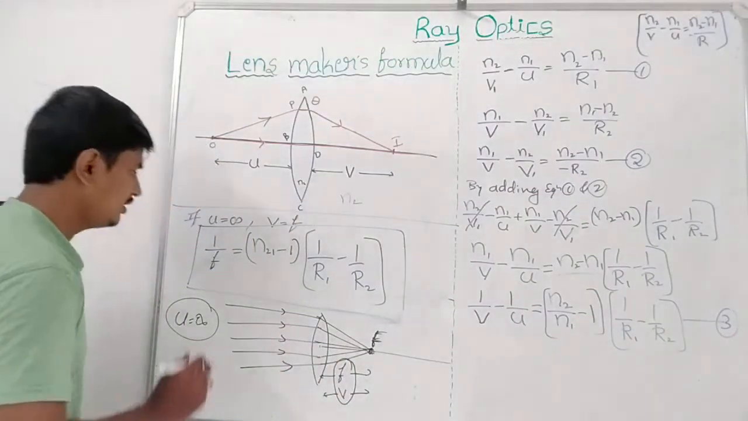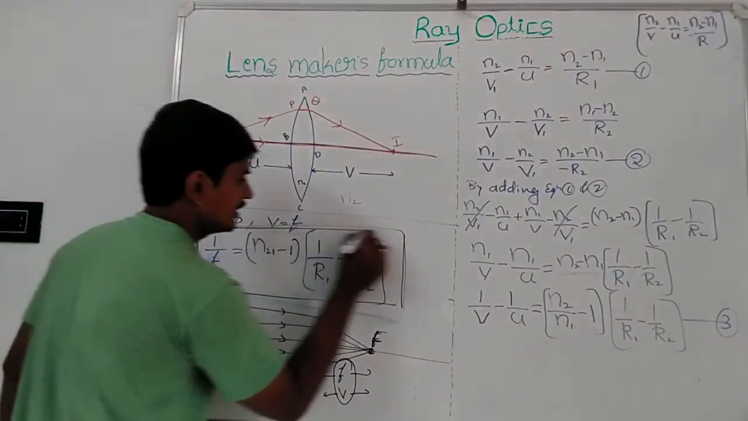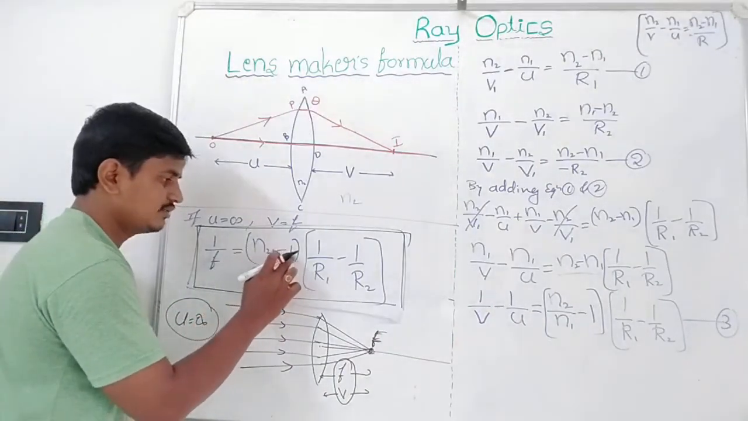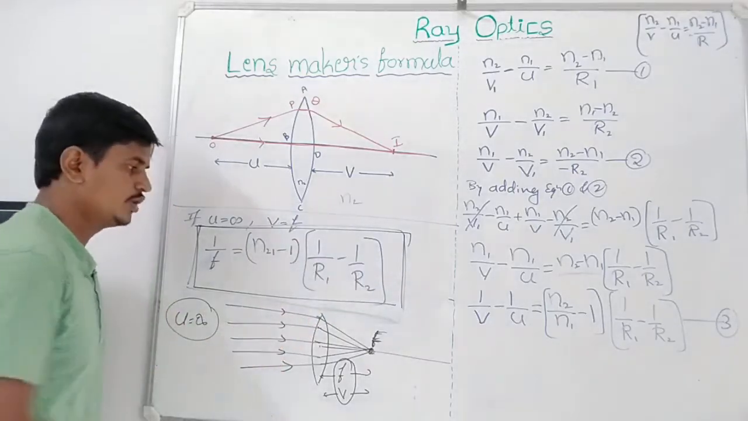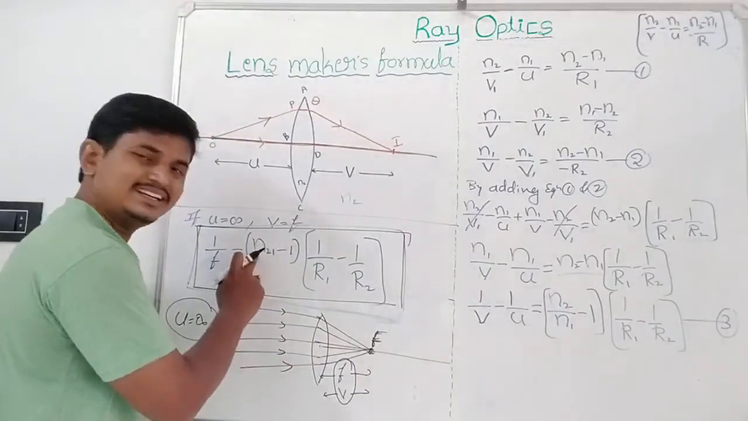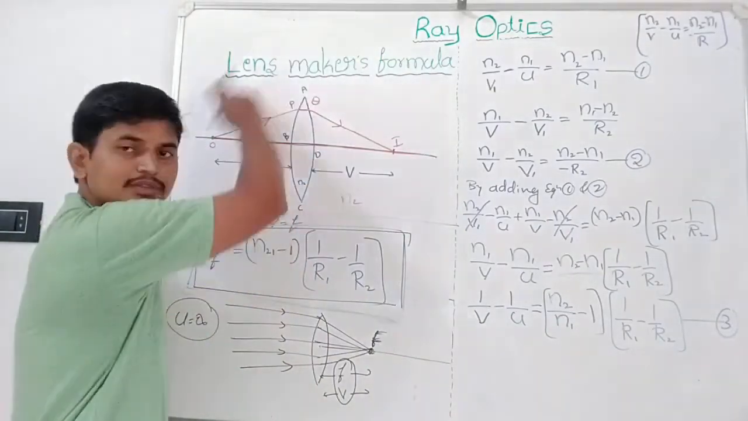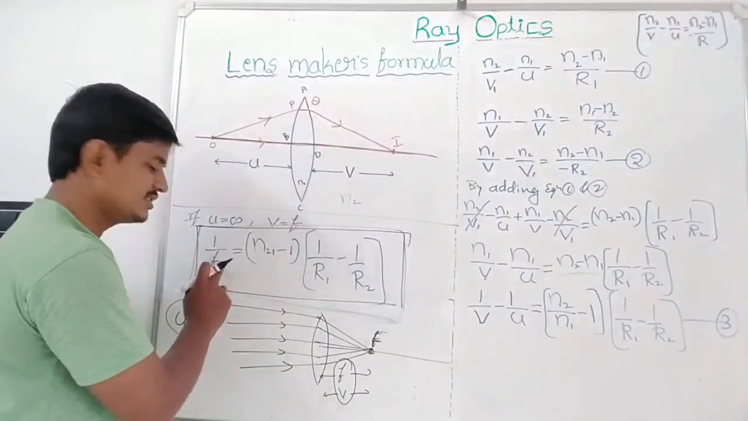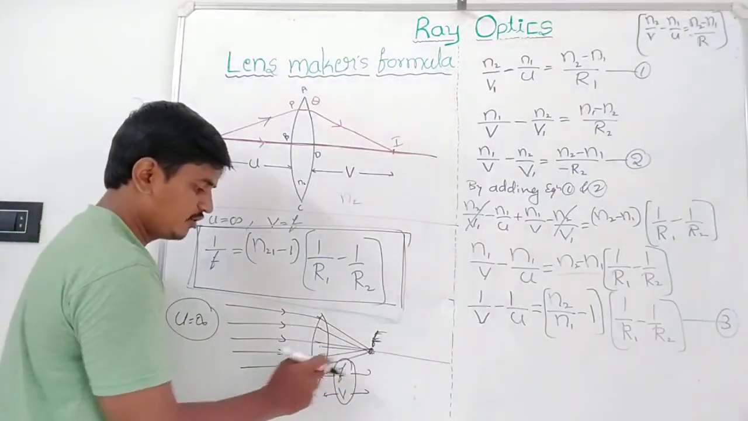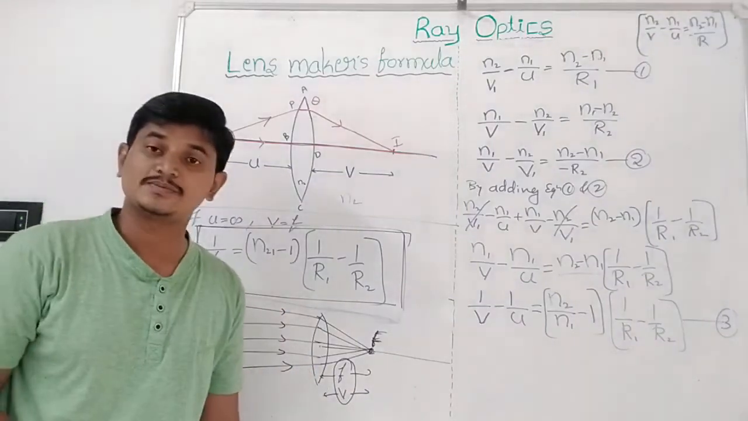In such a condition, we get the equation, the lens maker formula: 1 by f is equal to n21 minus 1 into 1 by r1 minus 1 by r2, where r1 and r2 are the radii of curvature of the two surfaces, n21 is the refractive index of the lens medium with respect to surrounding medium, and f is the focal length. Focal length is nothing but the distance between principal focus and optical center. This is an expression for the lens maker formula.